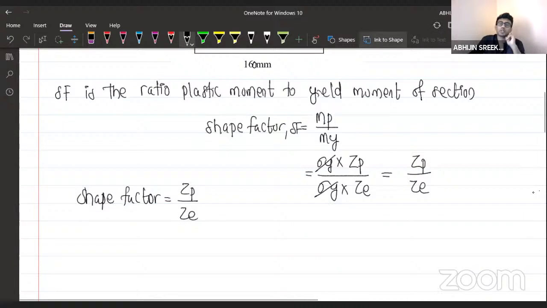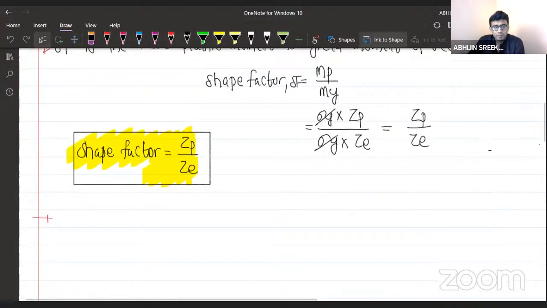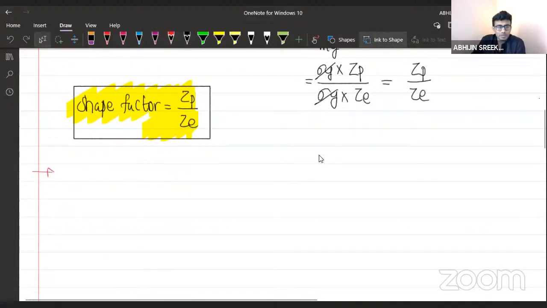Remember this, very, very important. If you know this equation, it's a matter of seconds, but you need to remember this. Shape factor is equal to ZP divided by ZE, which is plastic section modulus and elastic section modulus. And I can extend the definition further. What are the factors on which shape factor depends?